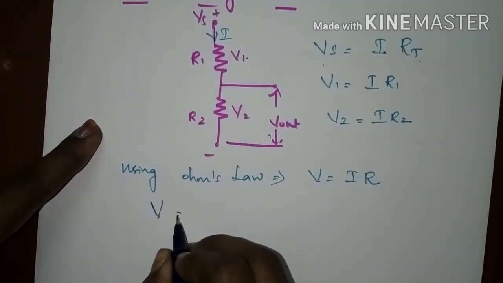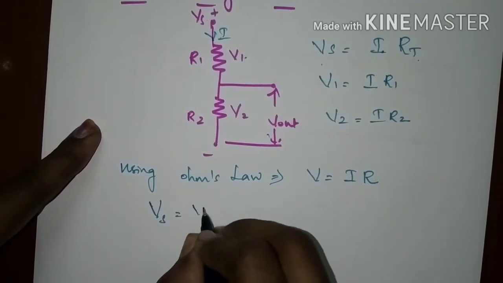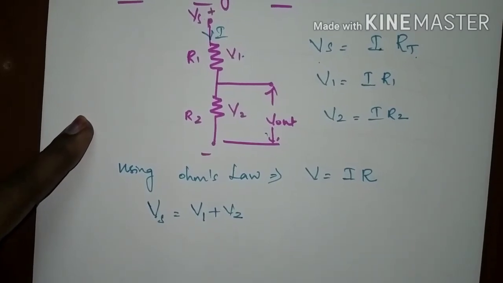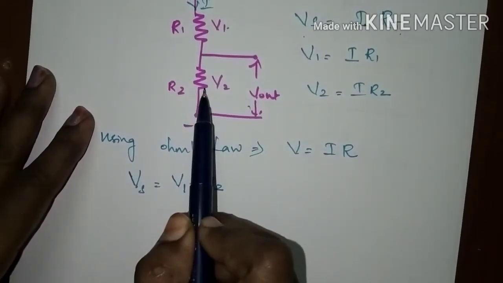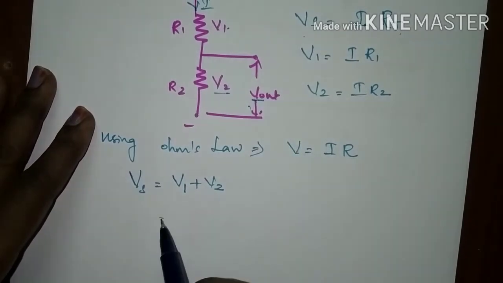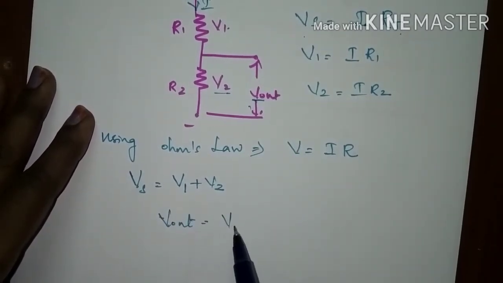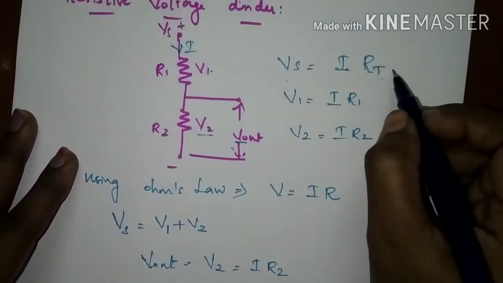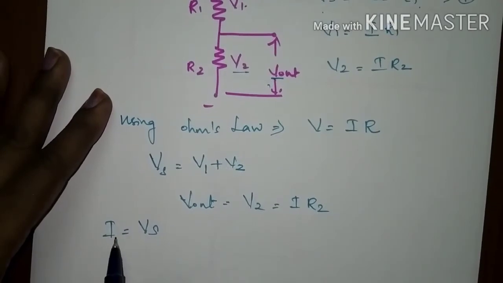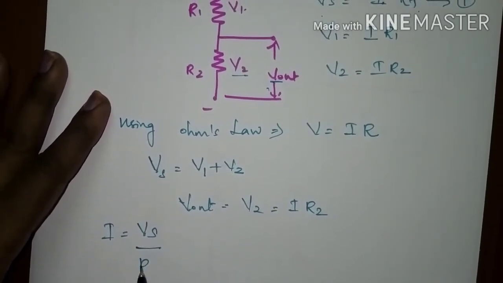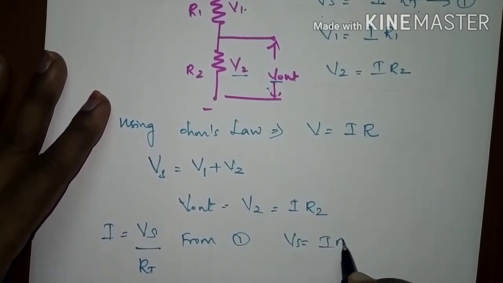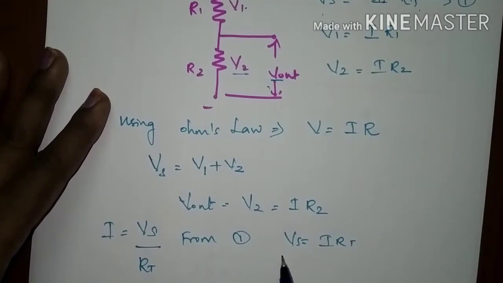In the series circuit, the supplied voltage Vs is equal to the drop across each element present in the circuit. So Vs equals V1 plus V2. We need the voltage across R2 as the output voltage, so V output is equal to V2, which can be represented as I into R2. From equation 1, Vs is equal to I into RT, so the current I would be equal to the input voltage divided by the total resistance present in the circuit.